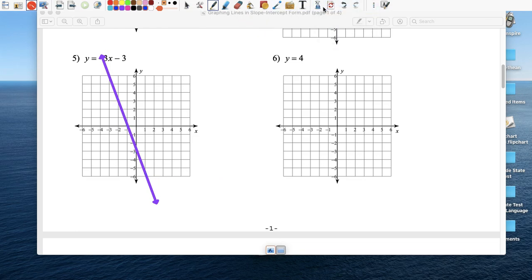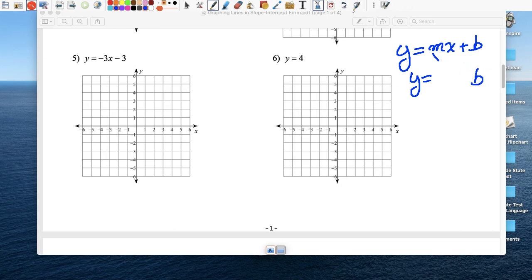This one's a little tricky. It says y equals 4. So notice that if the equation of the line looks like this, this one doesn't have something times x, but it only has the y-intercept. That's all it has. Let me write that down. It doesn't have this. It's missing that part. So if it's missing that part, it means that the only possible thing that it could be is that it's 0x.